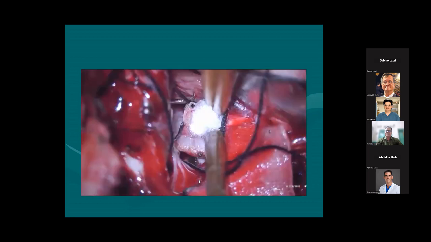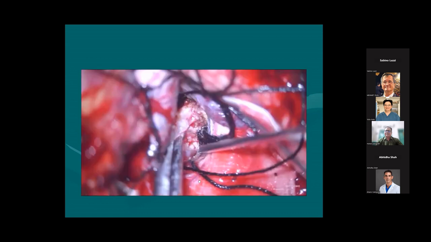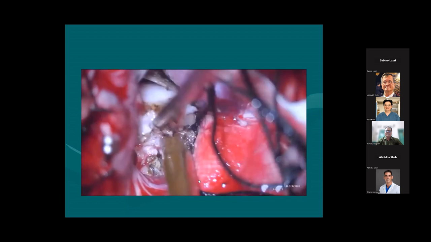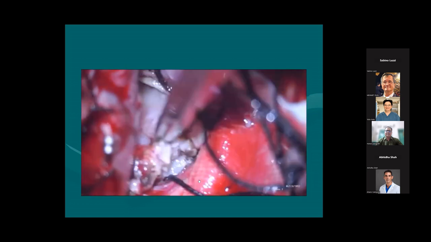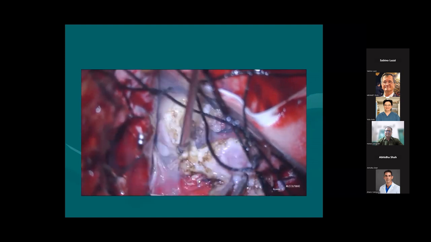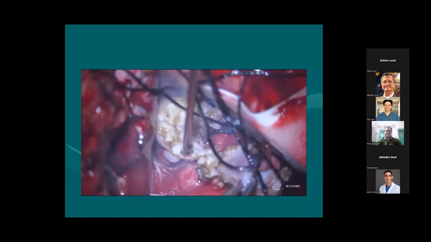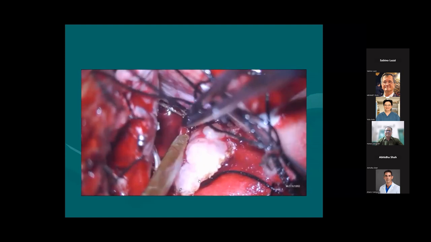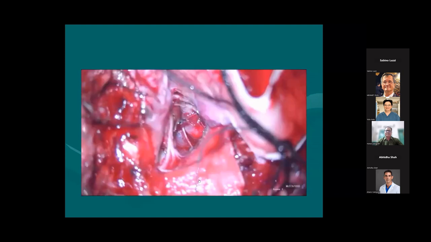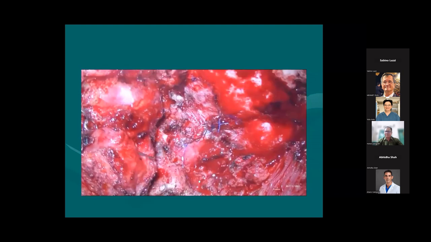And finally, the tumor was removed. So this case cannot be done with a midline posterior fossa approach. One has to do a paralateral approach. And finally, the dura was closed.